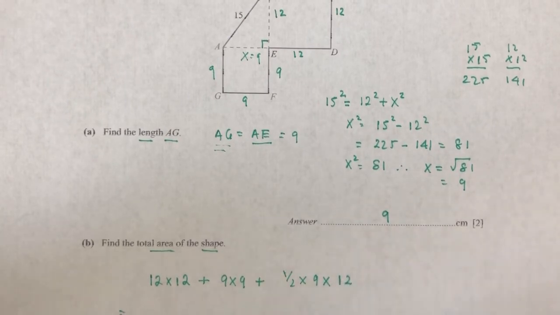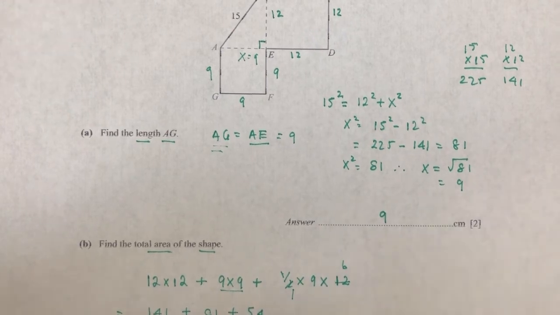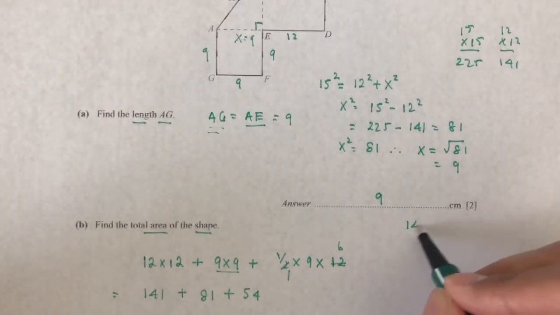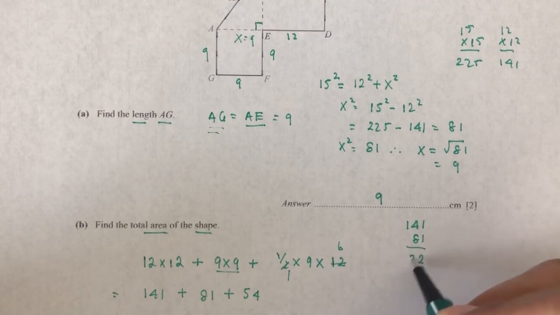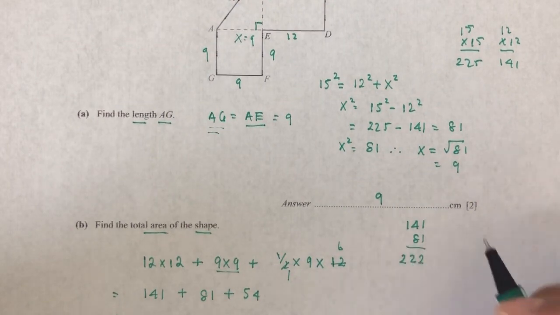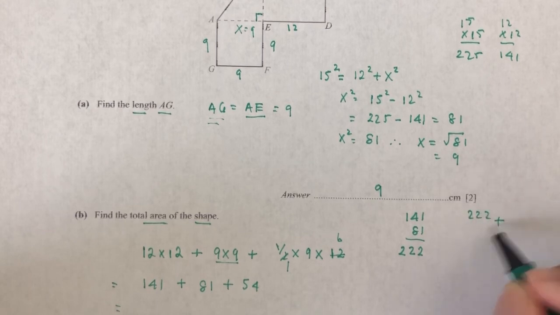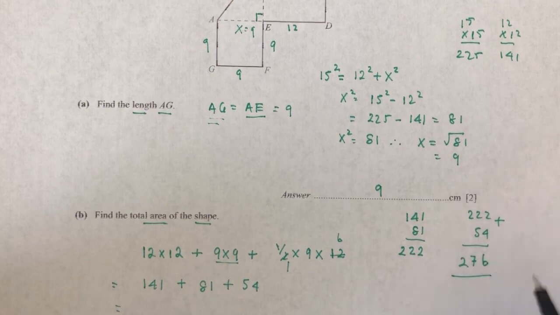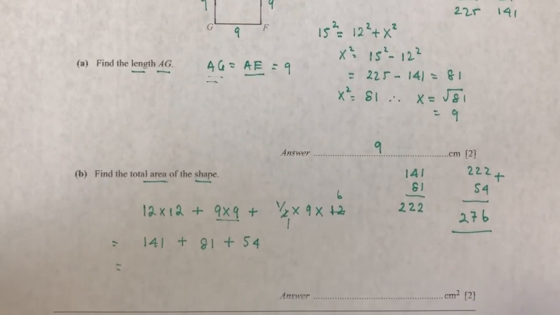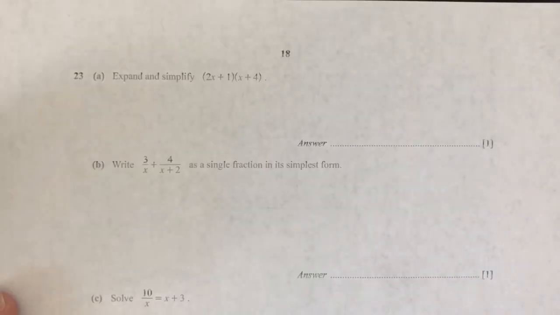So now we simplify. 12 times 12 will be 144, plus 9 times 9 is 81, plus, we have to simplify, we get 6. 9 times 6 is 54. So now we have to add those three numbers. We will have what? 144 plus 81 will be 225. 225 plus 54 will be 279. And that is your answer for part B, 279 centimeters squared.